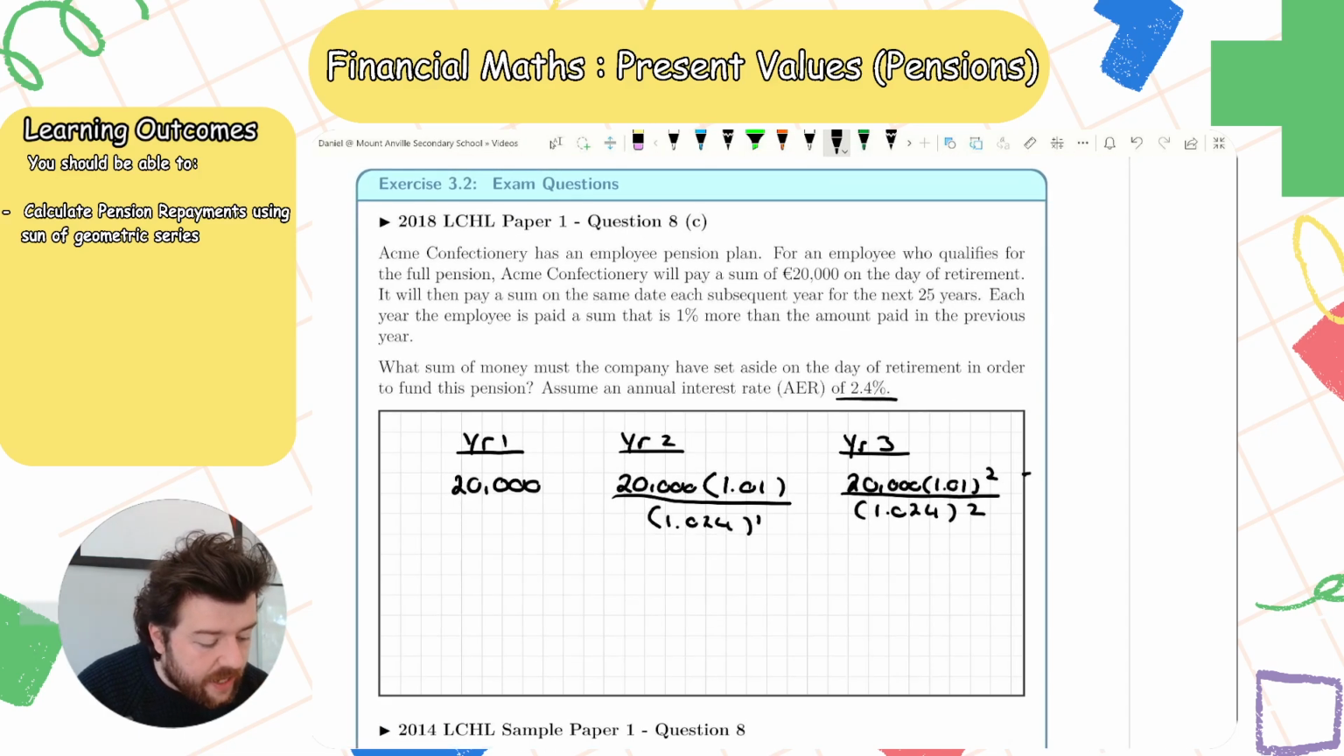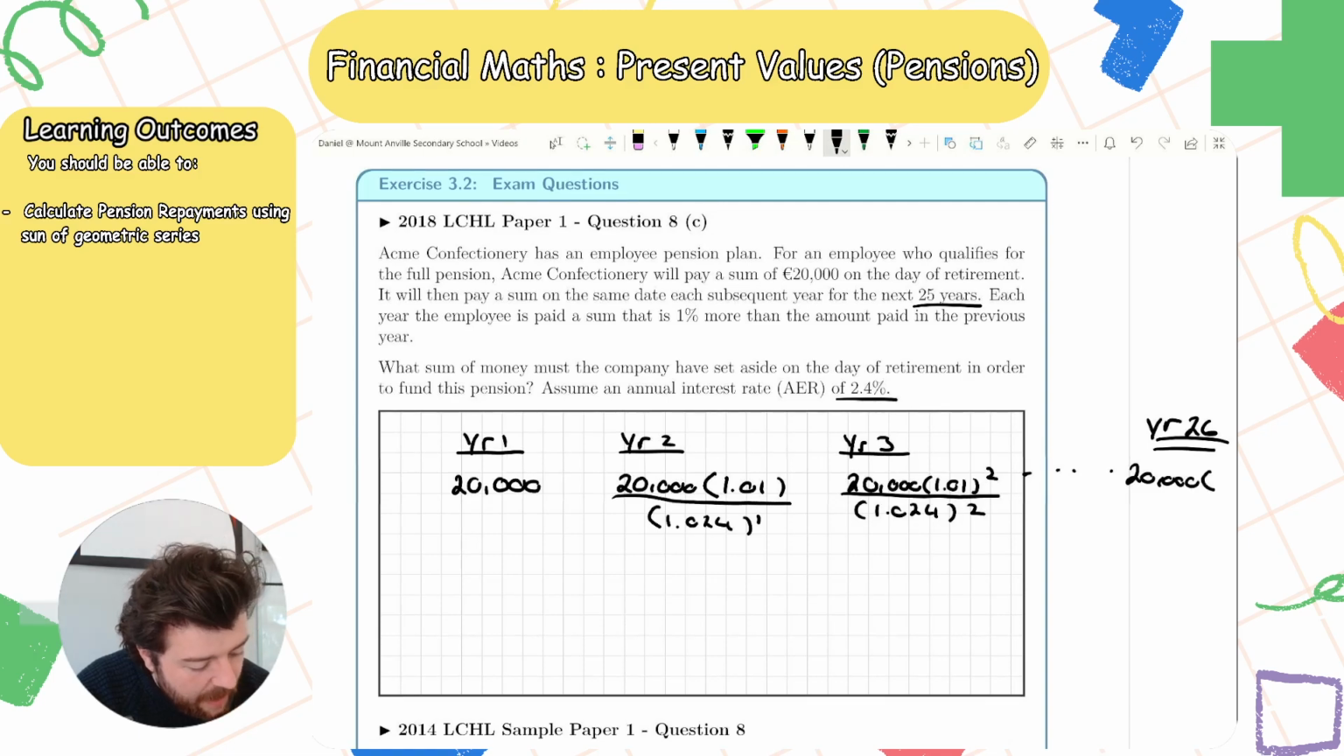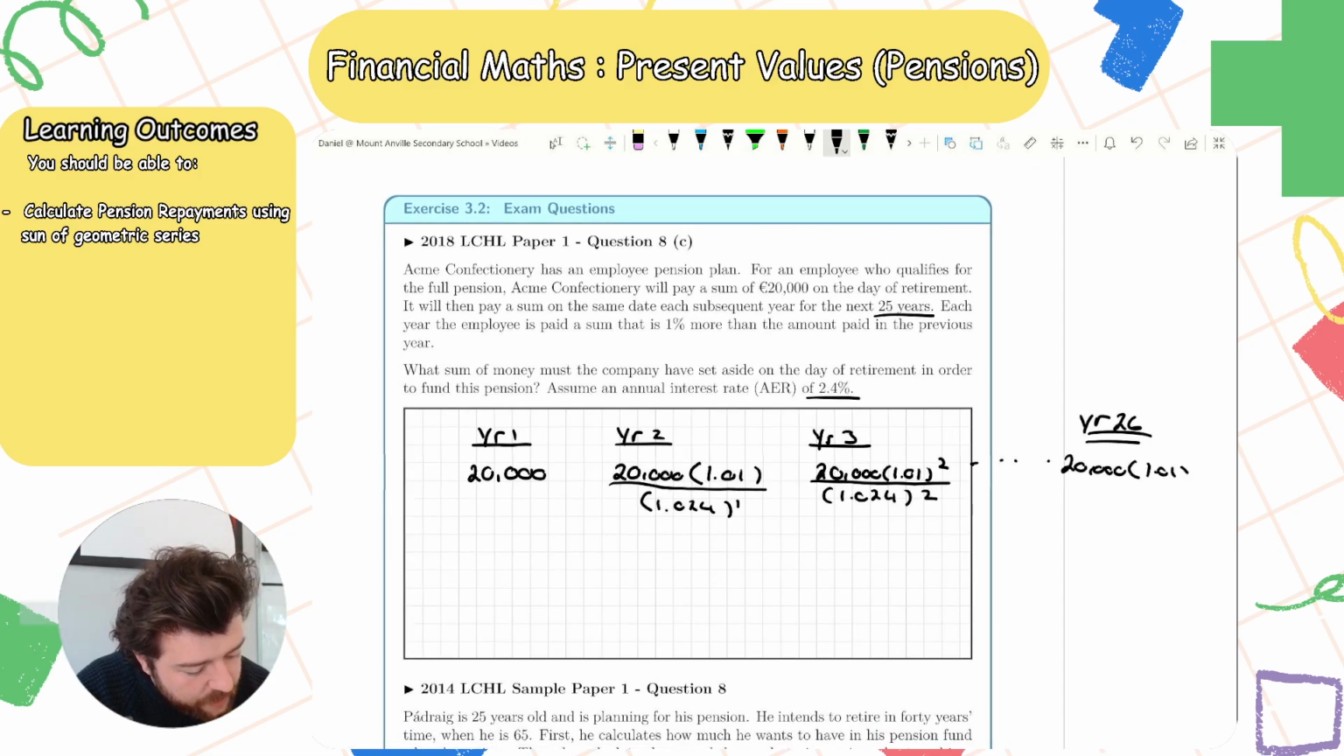And this keeps going until we get to the final year. So this is for the next 25 years, but actually there are 26 years. It says you'll receive 20,000 and then each subsequent year for the next 25. So there are 26 payments. It'll be 20,000 times 1.01 to the power of 25 all over 1.024 to the power of 25.